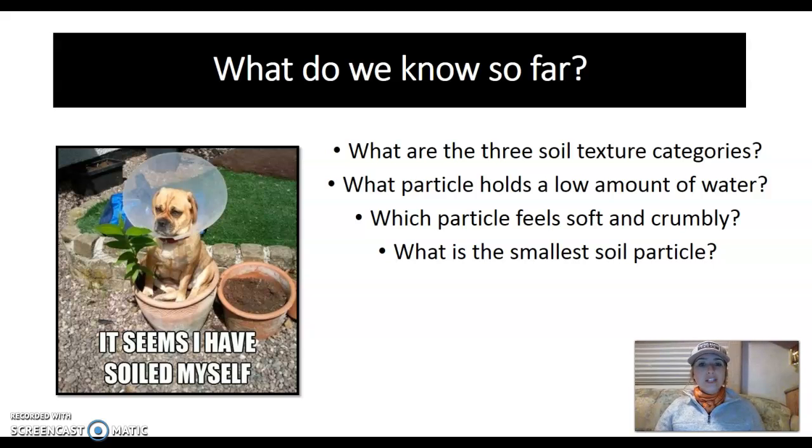Let's move on to our third question. Which particle feels soft and crumbly? Let's take another 5 to 10 seconds to write that answer down. Perfect. Let's hold up our whiteboards nice and high. Great job. You guys are doing good. So again, what particle feels soft and crumbly? That's silt.